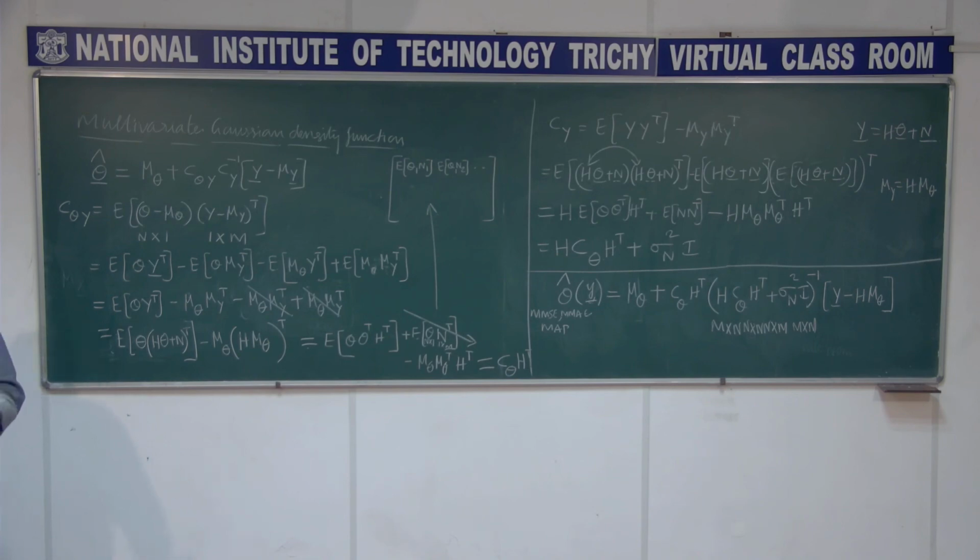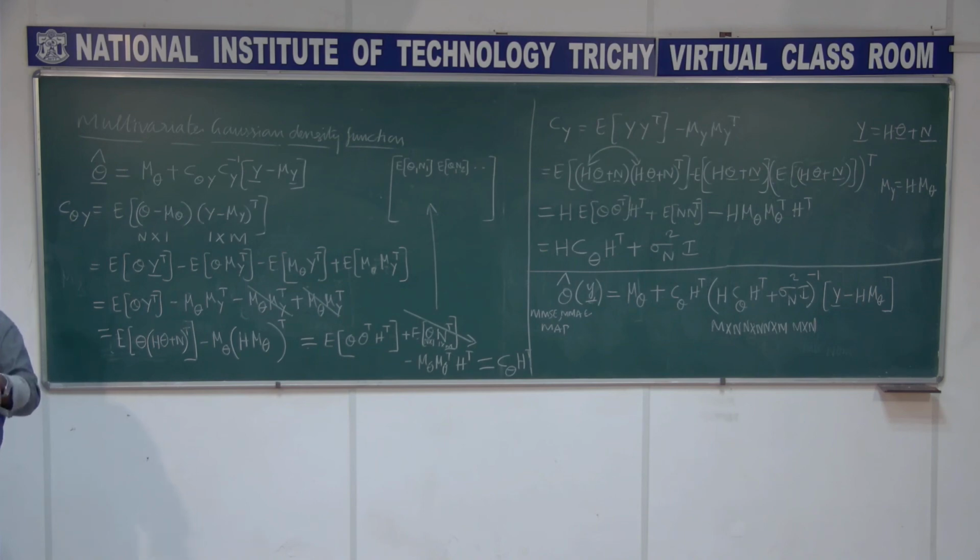But given theta, theta is fixed. H into theta, given theta. Given theta means I am not writing it as H mu theta. I am writing simply H theta because theta is fixed. The uppercase theta, I am finding out one particular outcome, theta. So the expectation of n is 0. The expectation of a constant is the constant, which is nothing but H theta, not H mu theta.